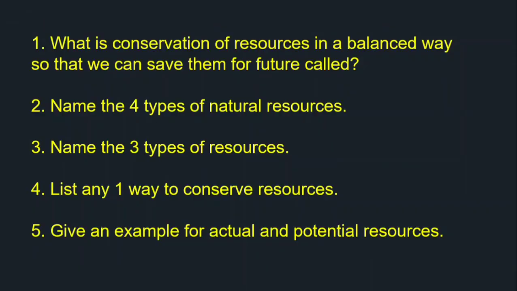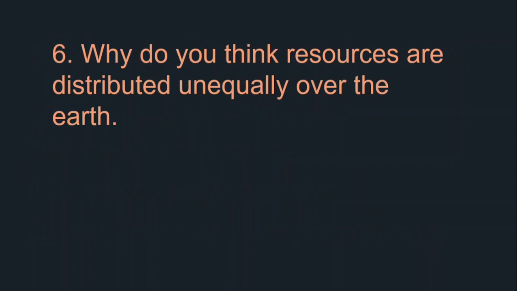First question, what is the use of resources in a balanced way so that we can save them for the future? Second question, name the 4 types of natural resources. Third question, name the 3 types of resources. Fourth, list any one way to conserve resources. Fifth, give an example for actual and potential resources. Think and answer question. Why do you think resources are distributed unequally over the earth?